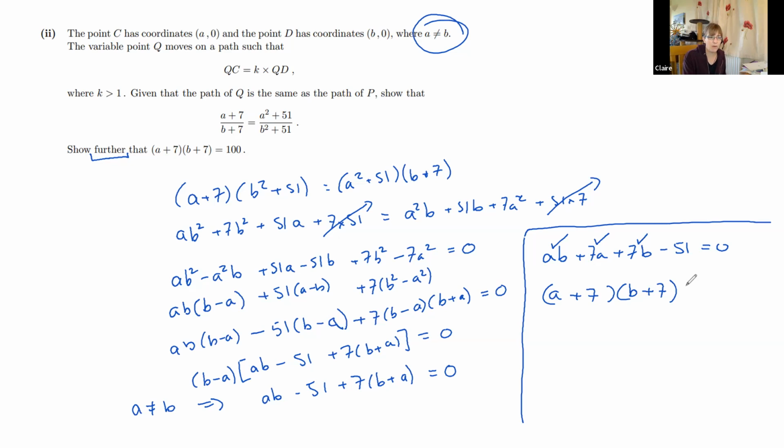It gives me an extra plus 49. So I'm going to have to take that away. And then I've still got the minus 51. And then that means that the final equation looks like this, which is what we wanted.